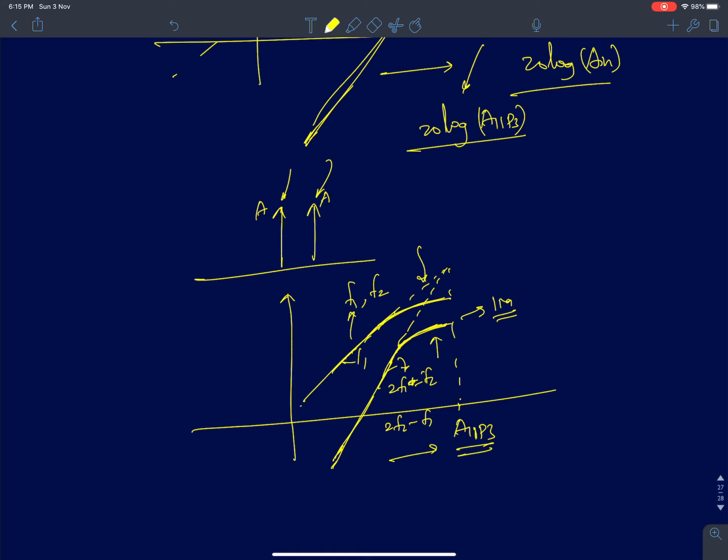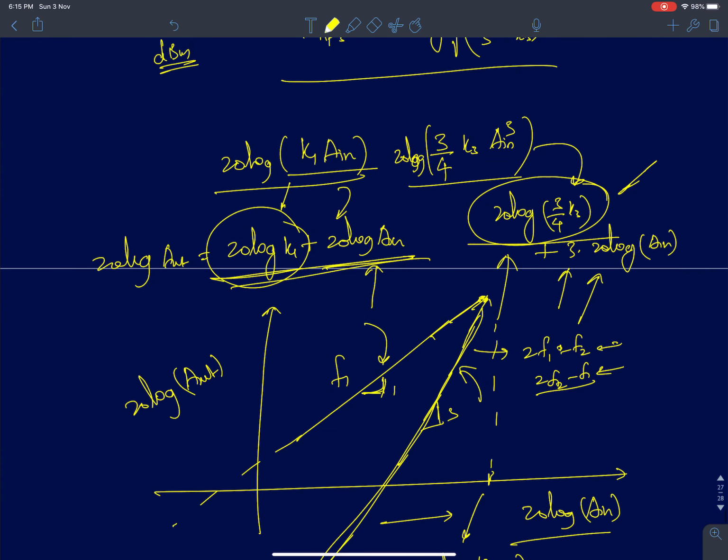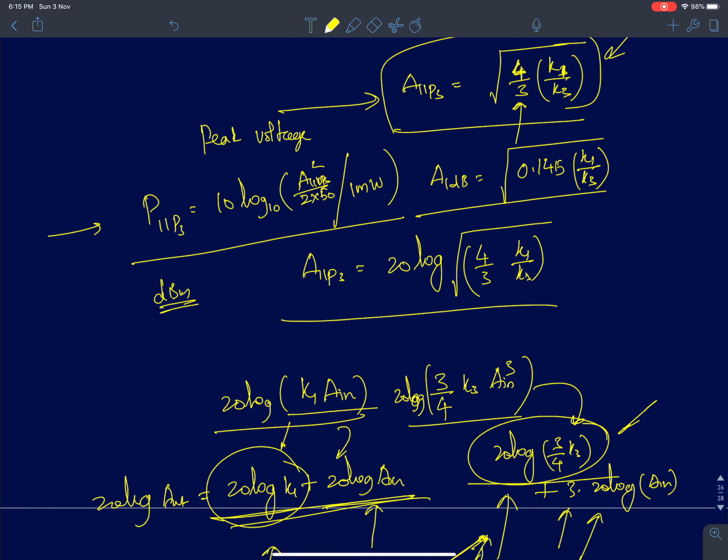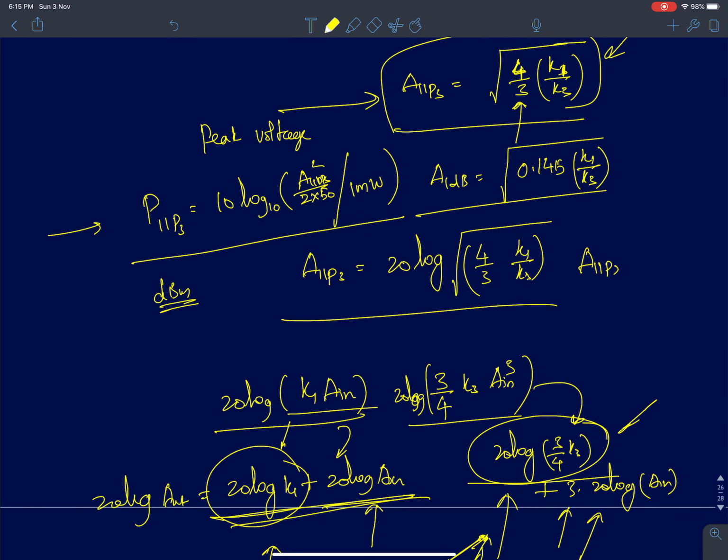Okay. I'll just show you an interesting result here. If I look at this equation, which is the expression for IIP3, we can see that your IIP3 is definitely much greater than A1 dB. This term is 1.333, so you should actually take the root of 1.333 by 0.145, which is approximately root 10. So if I try to compute PIIP3, it will be 10 dB more than the 1 dB compression point. This is an approximate result.